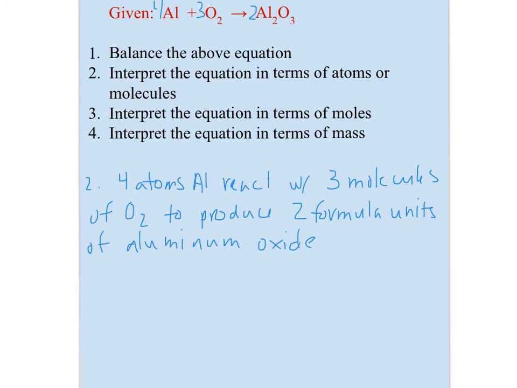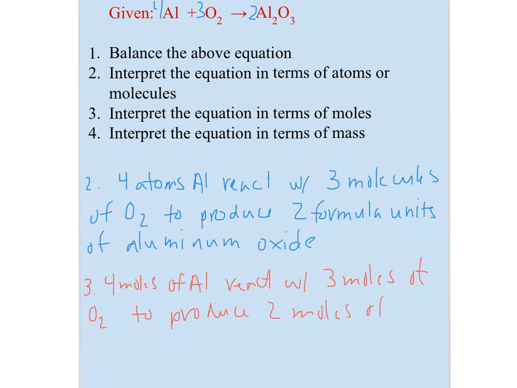And interpreting it in terms of moles is going to be very similar, but now I'm going to say 4 moles of aluminum react with 3 moles of oxygen to produce 2 moles of aluminum oxide. And in terms of mass, I did that on the previous one, so I won't write that out again.